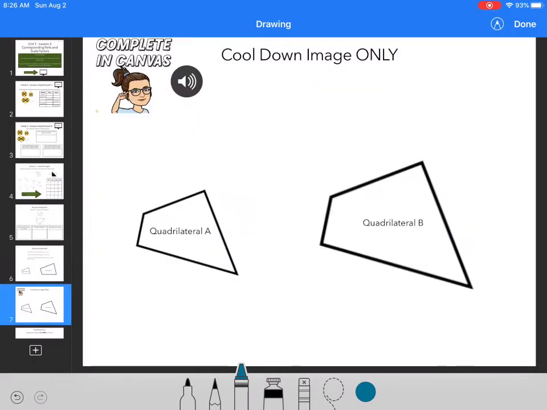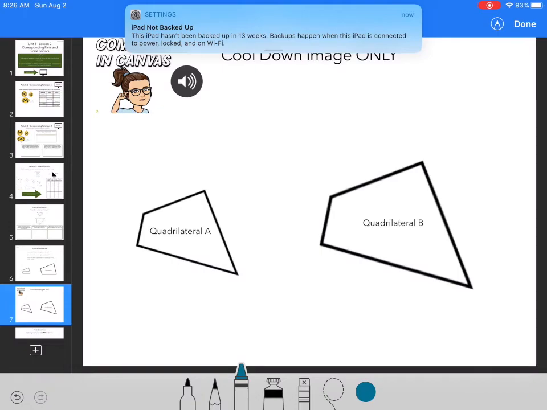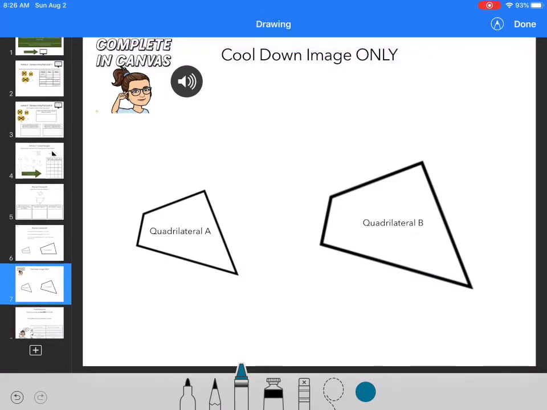So now you're going to go on to Canvas and do your cool down. This is just the image in case it doesn't show up in Canvas, but you're not doing your work on here. This is just a place where you could solve it if you wanted to, like work it out, but the answer needs to be placed in Canvas.